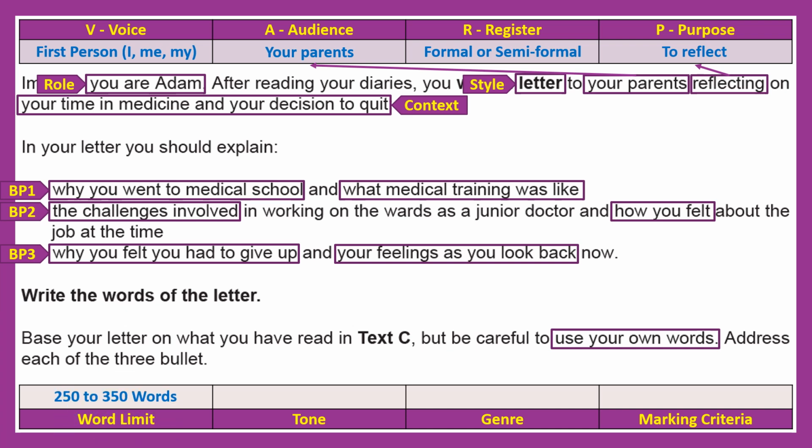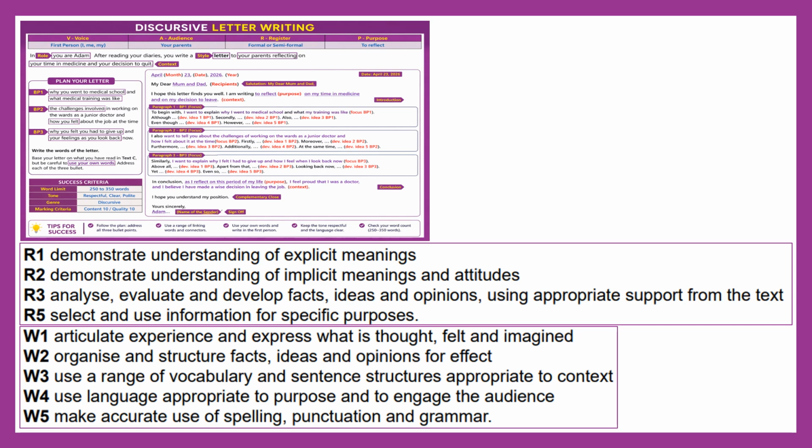Once you understand the task, focus on the technical aspects of your response. What is the word limit? 250 to 350 words. What tone should you adopt? Respectful, clear, and polite. What is the genre? Discursive. What are the marking criteria? Content 10 marks, which rewards basing the letter on the text, and quality 10 marks, which assesses the style, structure, and accuracy of your writing. This question assesses both reading and writing skills.